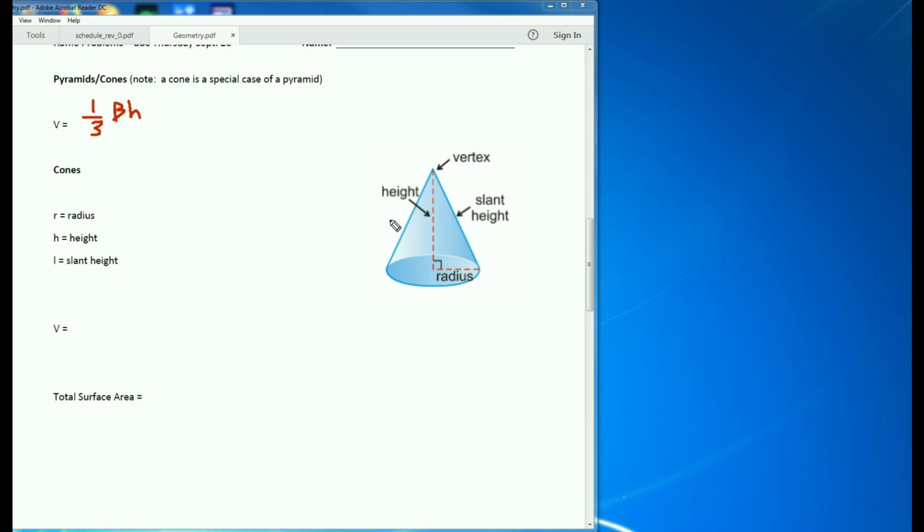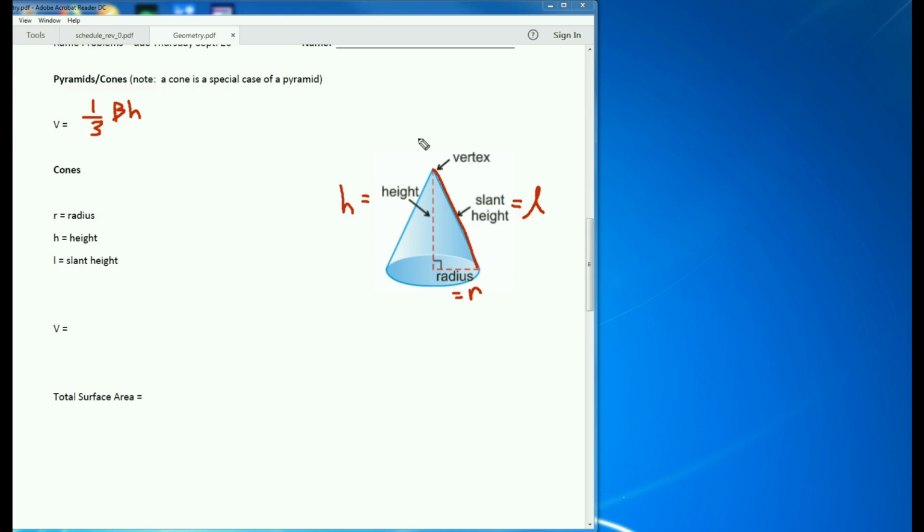All right, so here's a really great diagram of a cone. You've got your radius, which of course is r. You've got your height, that is h. And then you've got what's referred to as the slant height. This I don't think we've talked about as much. It's this distance along the side of the cone, and this is usually referred to as L, lowercase l.